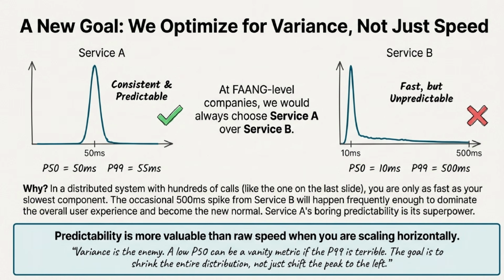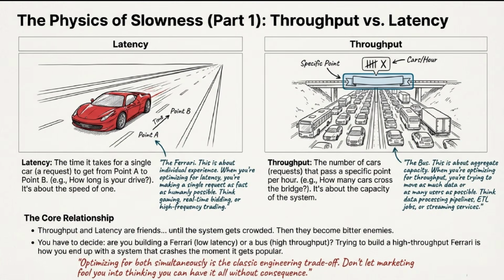So, we understand the tail. We understand that the P99 is the real enemy. But now we have to talk about how to actually move work through the system without the tail exploding. This brings us to the two fundamental pillars of performance: throughput and latency.